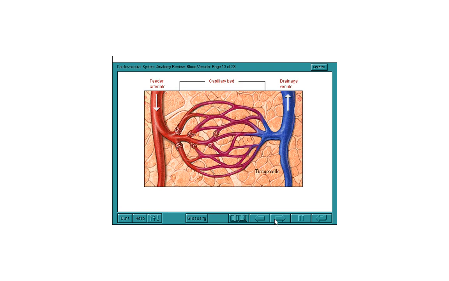Feeder arterioles bring blood directly to capillary beds. These smallest arterioles consist of only smooth muscle cells surrounding the tunica intima. Click on the feeder arteriole to see how it affects blood flow through the capillary bed.